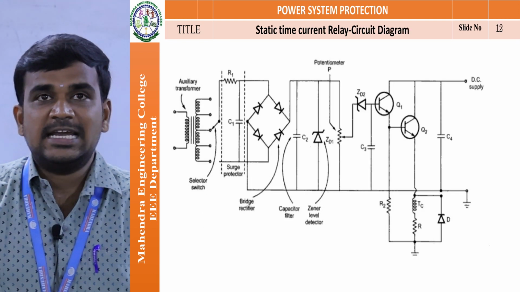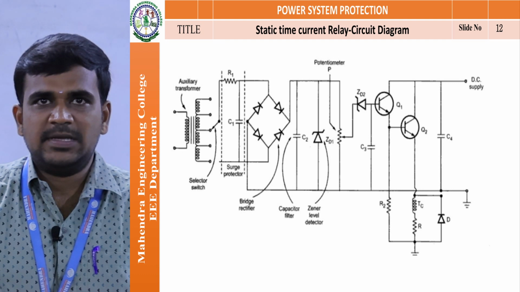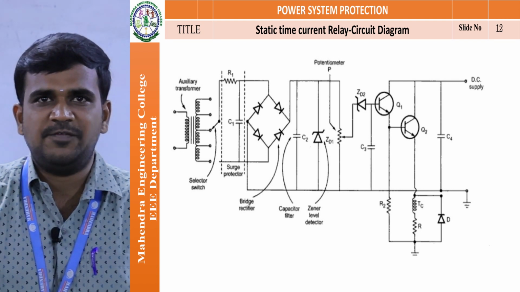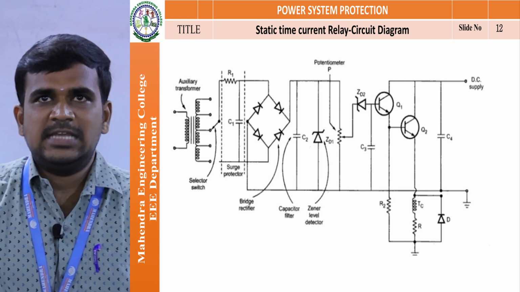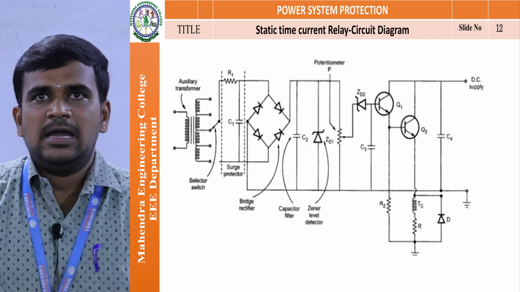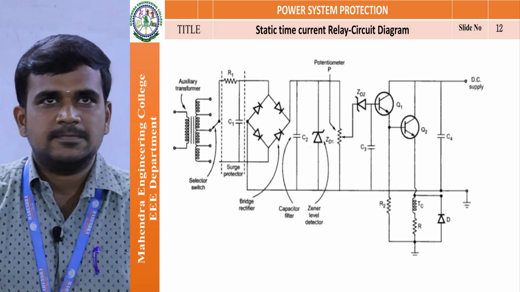This is the circuit diagram of a static time current relay. Here we are going to use a bridge rectifier, then a capacitor and filter. It is like an RC filter, LC filter or pi filter. Then the output is connected to the zener diode. Then here we are using an NPN transistor for level detector purposes.